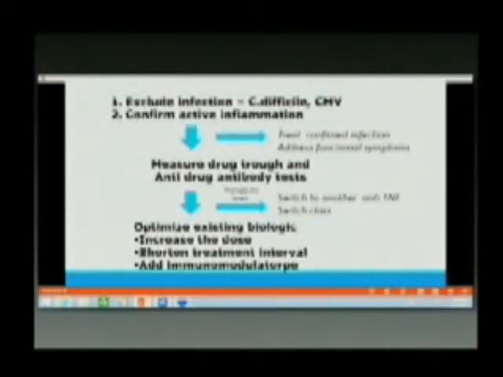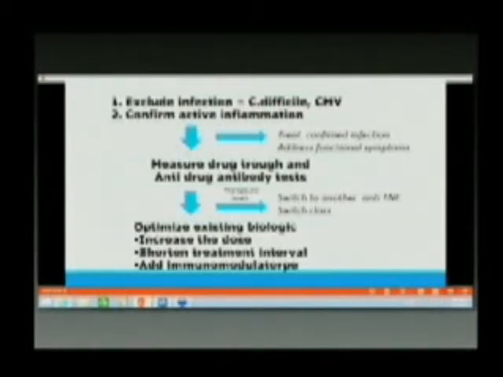First of all, if you have, for example, steroid-resistant colitis or severe colitis, first you rule out infection. You check that there's no CMV, there's no C. difficile. If you've ruled that out, then you'll have to think that the exacerbation is due to active inflammation. Of course, if there's infection, then you have to treat the confirmed infection.